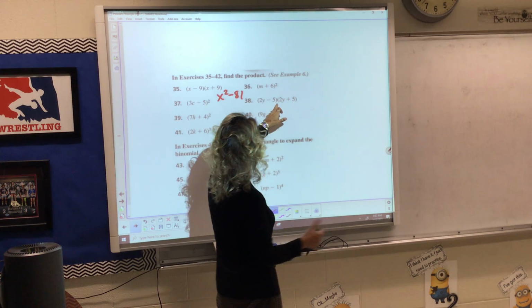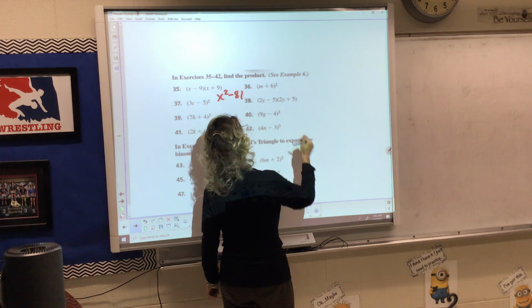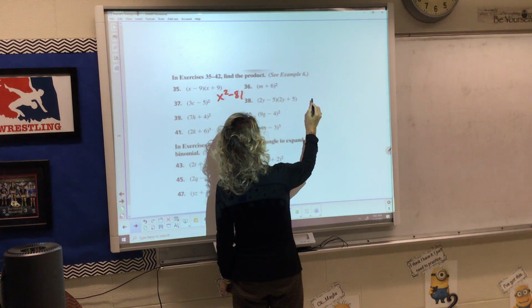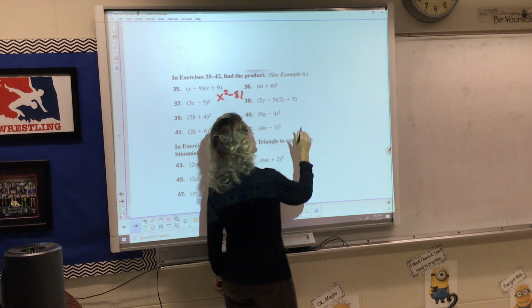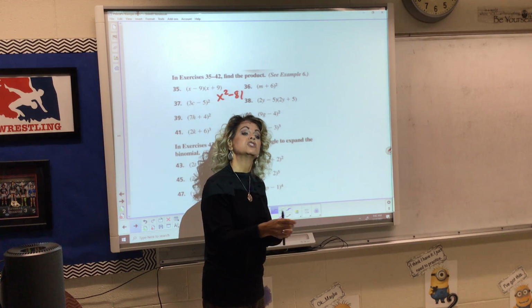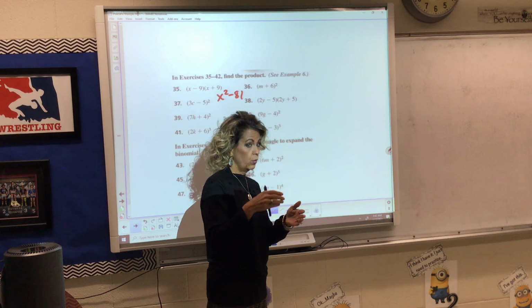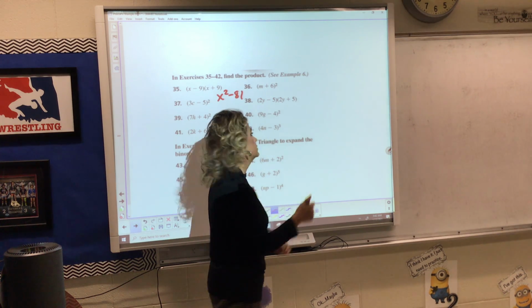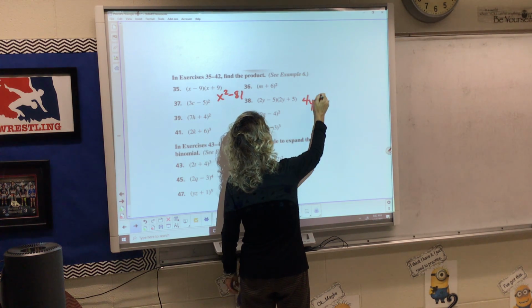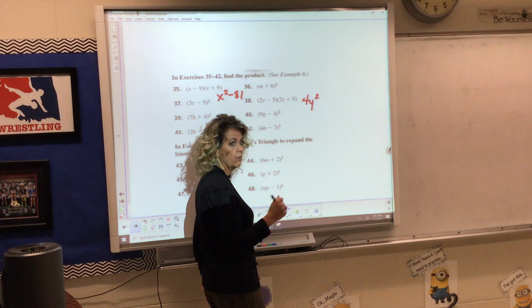So, what's this one? Let's go with Keaton. You're talking about 38? Yes, sir. 2y to the second power? Okay, yes and no, but the 2 has to be squared too. Right. So, what's 2 squared? 4. So, it'd be 4y to the second power. Yeah? Right. Alright, now what?